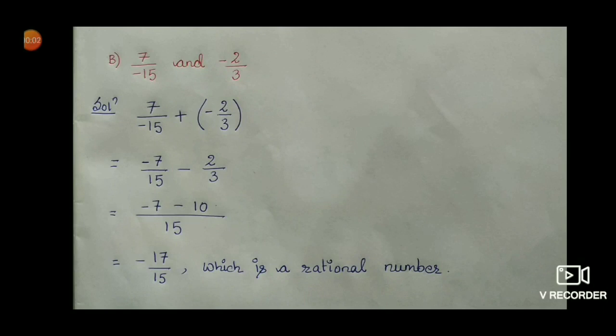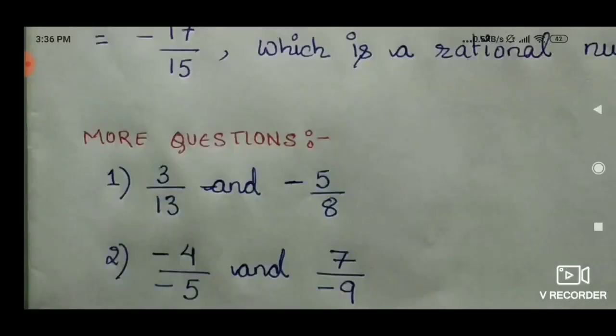Similarly, in this question, on adding 7 by minus 15 and minus 2 by 3, we will get minus 17 by 15, which is a rational number, thus the closure property of rational numbers is verified. Here are two more questions related to closure property which you can try at home.